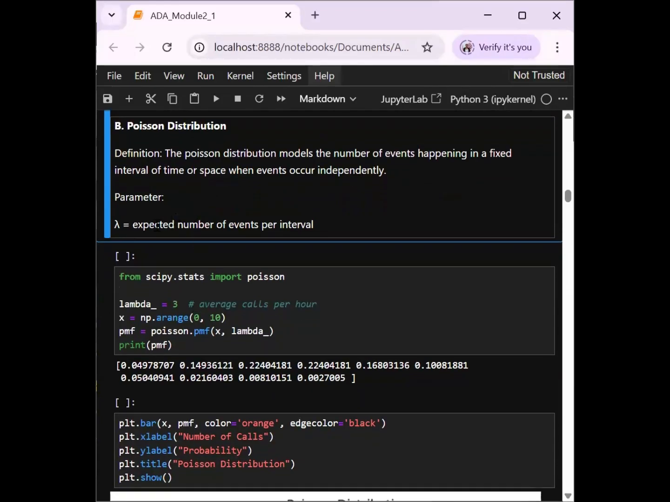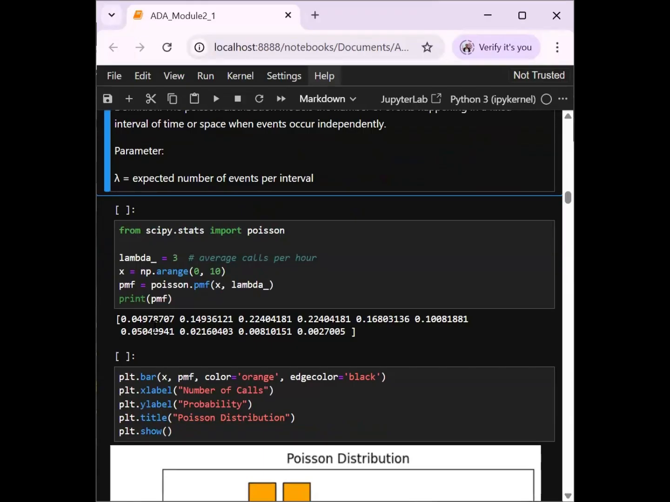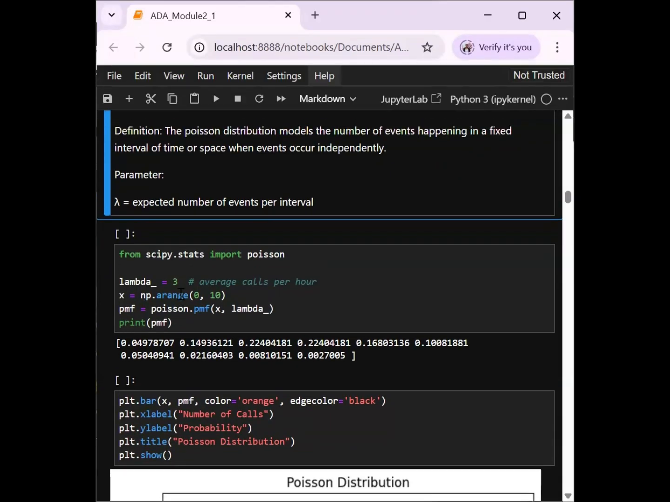And Poisson distribution has only one parameter, which is lambda, and it is the mean. So it's the expected number of events per interval. So here we want to simulate something like that. So we are saying that, for example, this is representing the number of calls a particular company, or maybe a particular service provider, gets. So we get, okay, 3 calls in an hour. So we represent that with lambda.